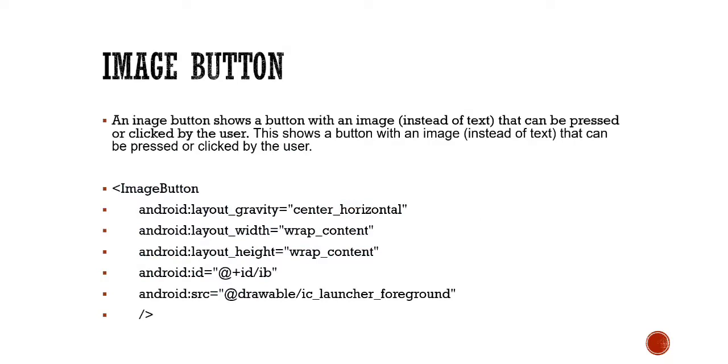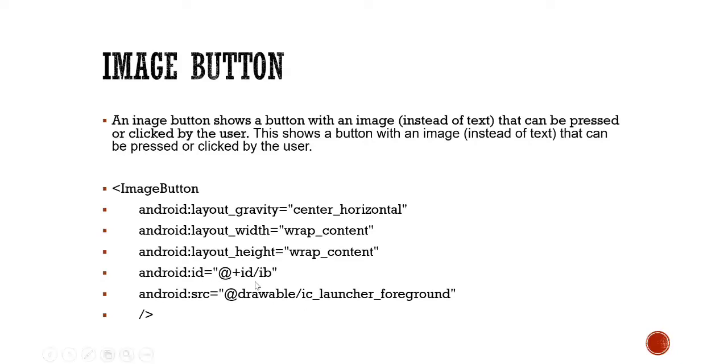A normal button is a button with a particular type or different type of text. In this case, the image button is a button with an image. When the user clicks an image, a particular action will take place. An image button shows a button with an image instead of text that can be pressed or clicked by the user.